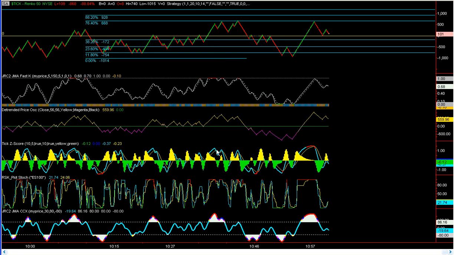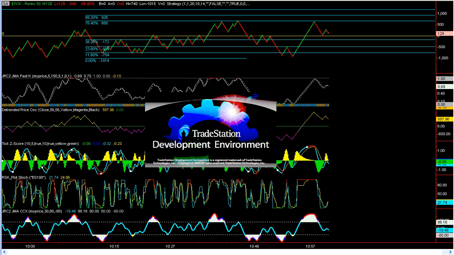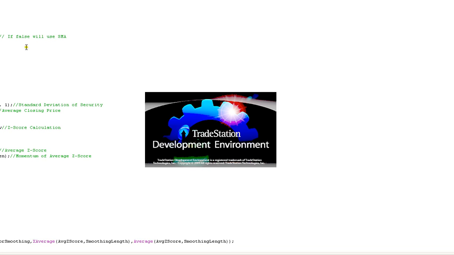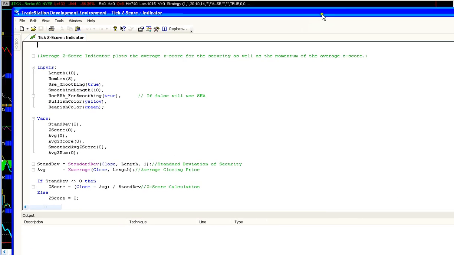So what we've done to the indicator itself, we now allow the user to go in and modify the, let's shrink this down a little bit.